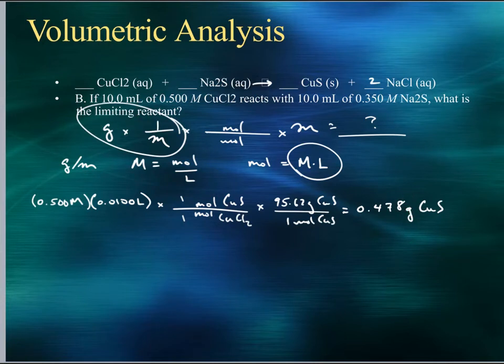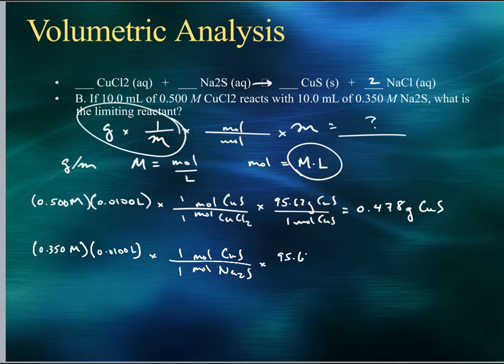So let's set up part 2 of this. We have 0.350 molar Na2S, and we have 10 milliliters of that. So you can already see where this is going just based on how we're starting here. Mole ratio, we're still looking for CuS. This time we're starting with Na2S, which is still a 1 to 1 ratio, and then multiplying times the molar mass of CuS would get us into the mass of CuS.